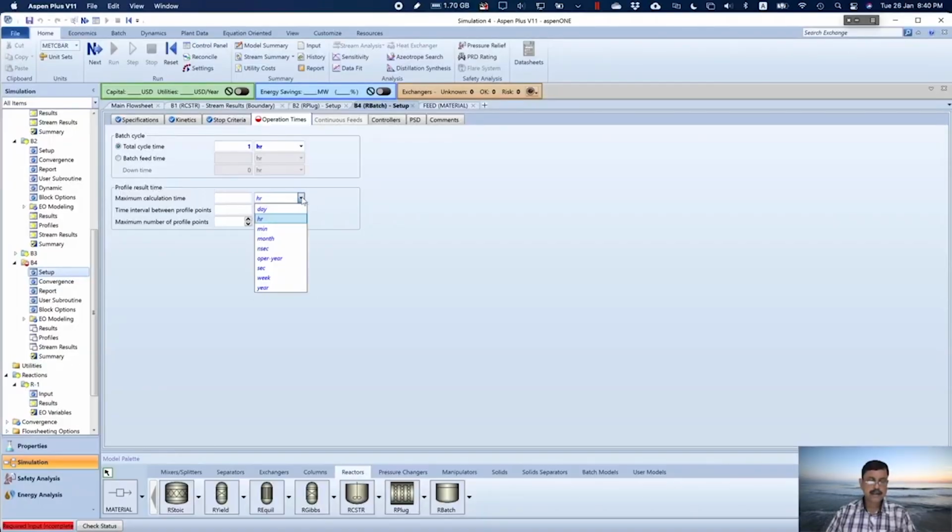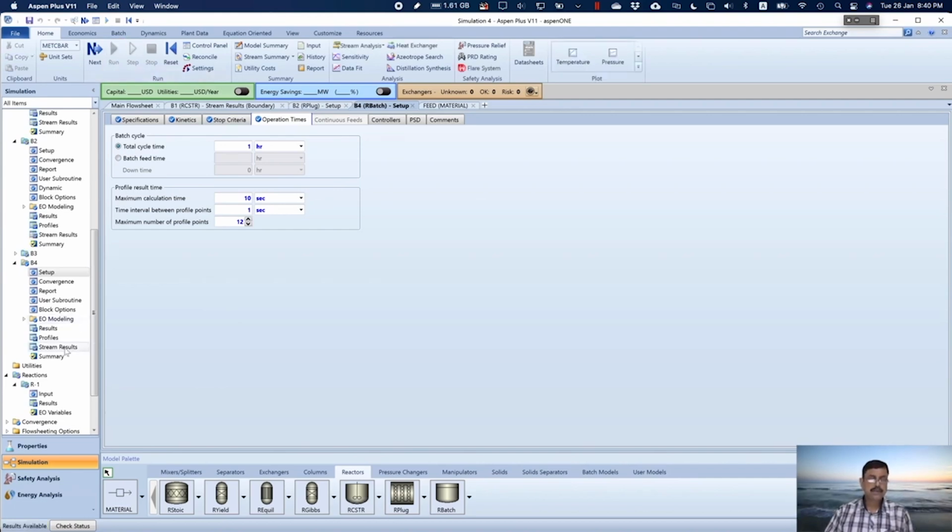Okay? And the maximum calculation time is again important because most of the reactions are very fast. At least this reaction is very fast. From experience, we can see the reaction is over within a few seconds. So we can say that we shall calculate only for 10 seconds with 1 second of interval in between. Okay, so the specifications are complete. Now we can run and see how the batch reaction runs.